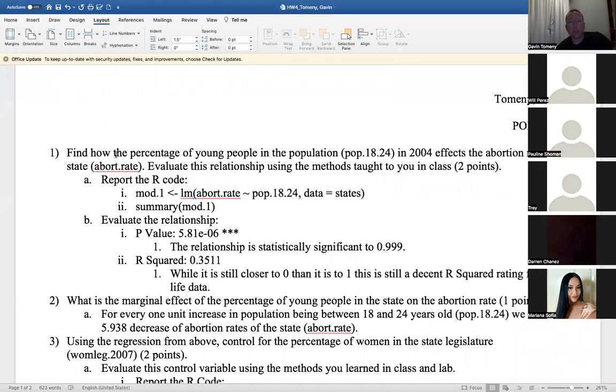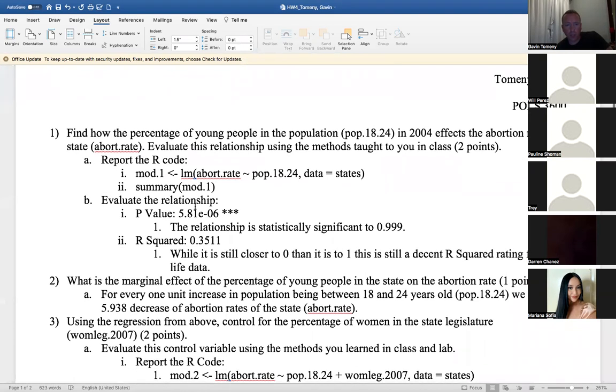The first part I put down is part A, which is just report your code. You need to show Professor Menchaca that you know which code to use, which was this linear model, or whatever LM stands for, mod 1, and then you're doing a summary of mod 1. Then it goes into evaluate this relationship using the methods taught to you in class. The two methods we were taught in class are p-value and examining R squared.